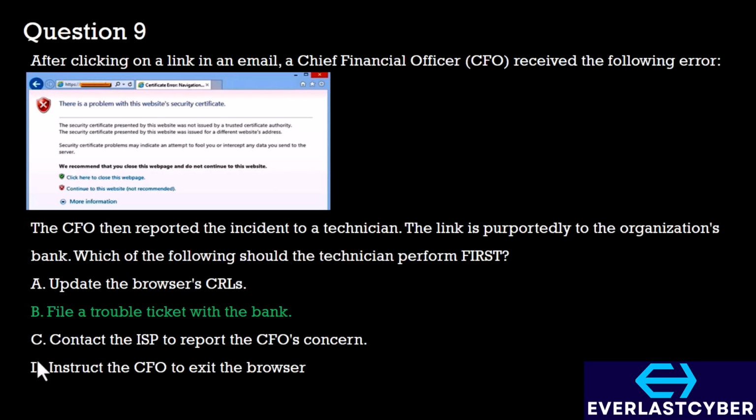This error message that is received by the CFO suggests that there might be an issue with the security certificate of the website linked to the email. So by contacting the bank directly through a trouble ticket, it will allow them to investigate if indeed the link is from them or if it is a phishing attempt. This prompt action will help to ensure the security of the CFO's information as well as the organization's data.